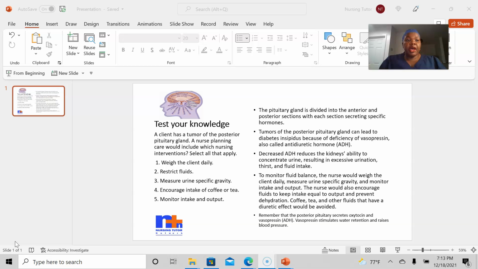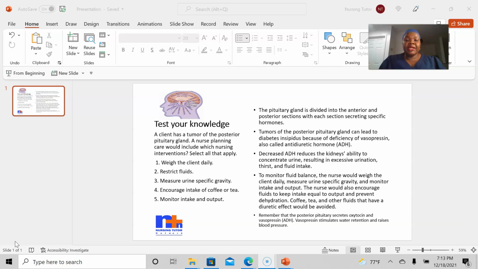Today, I want to go over a question with you. This question is about tumors of the pituitary gland, specifically the posterior pituitary gland. A client has a tumor of the posterior pituitary gland. A nurse planning care would include which nursing intervention?